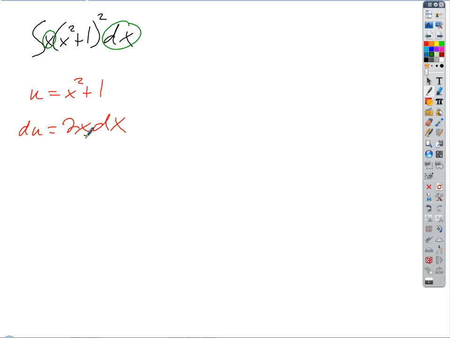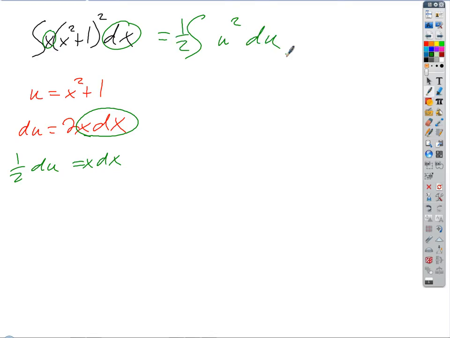I know that this is the part that's actually represented in my problem. So if I want to isolate that part for substitution, what do I have to do to both sides? Divide by 2, yeah. So all I've got to do then is just say, well, x dx equals 1/2 du, right? And now I make my substitution. So what do I get? Then I just get the integral of u squared times 1/2 du, right?